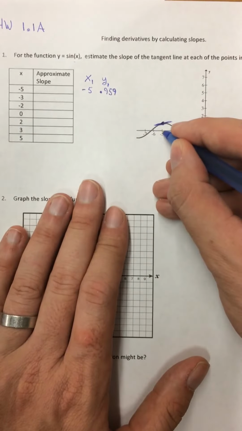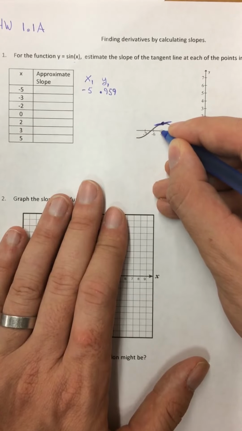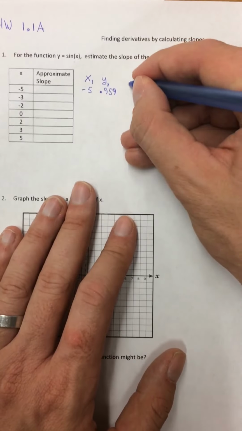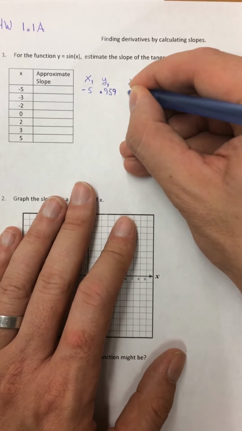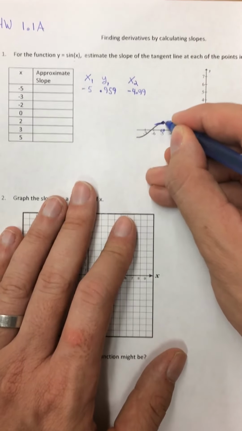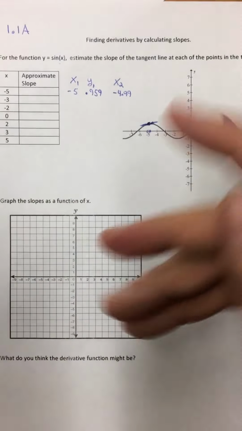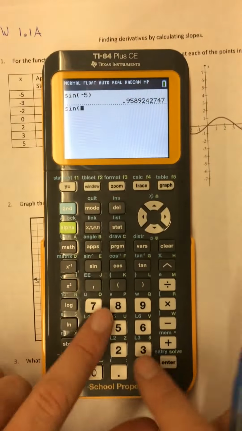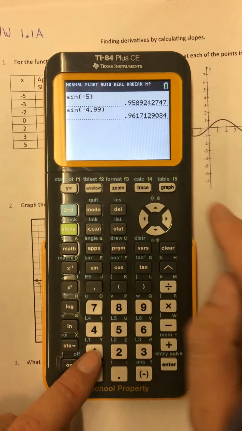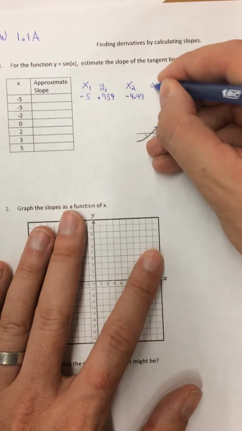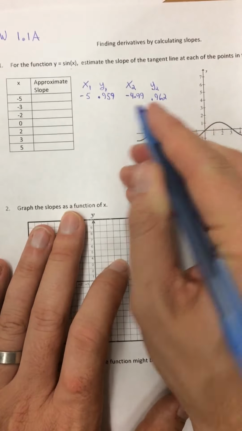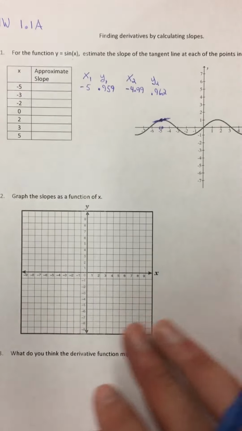A nearby point to x is -5, I could go in either direction. I could say x is -5.001, or maybe x is -4.99. It doesn't matter which one you use. You'll get the right answer either way. So I'm going to start with x is -4.99. That's just to the right of -5. And I'm going to find what the y value is at that point, using a calculator again. Sine of -4.99 is 0.9617. Again, I'm going to write down the y value as 0.962, but I'm going to use the exact numbers, otherwise we're going to get pretty bad answers.